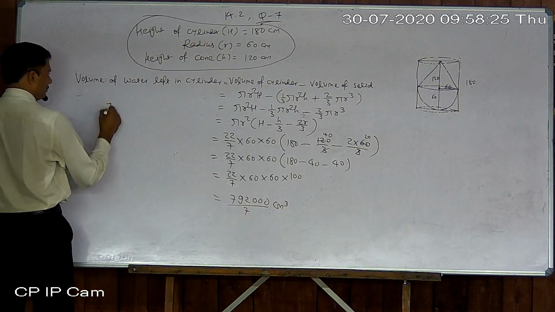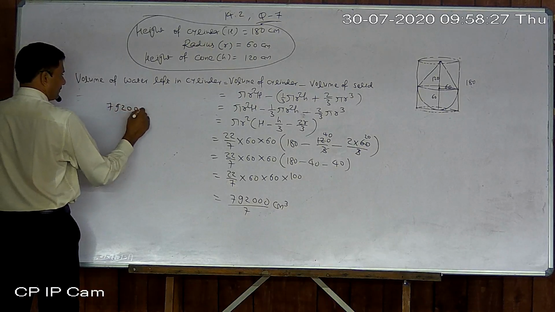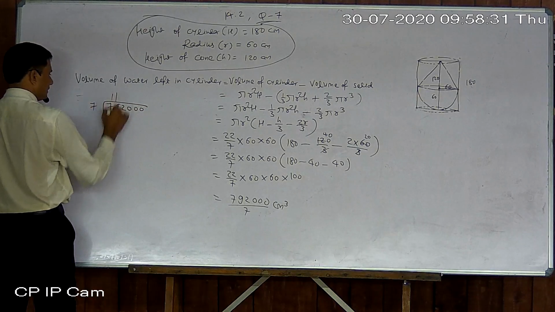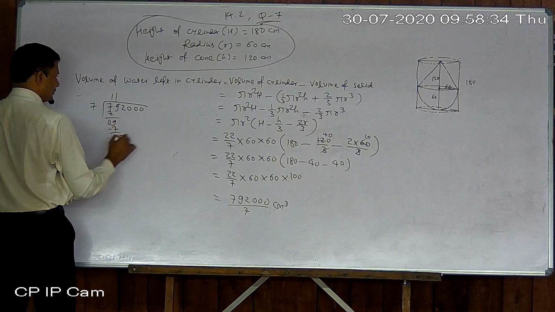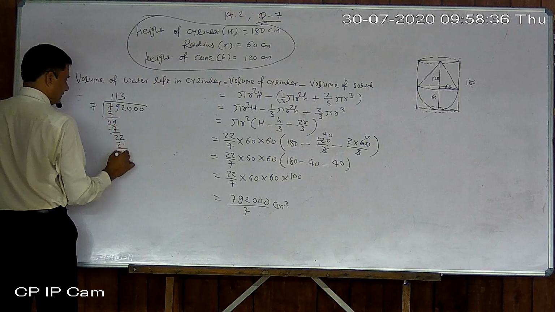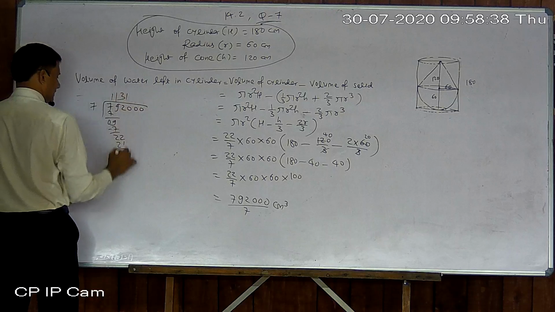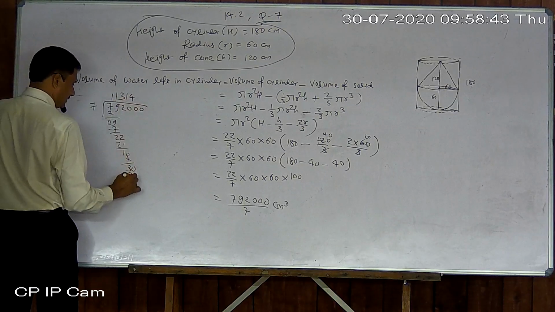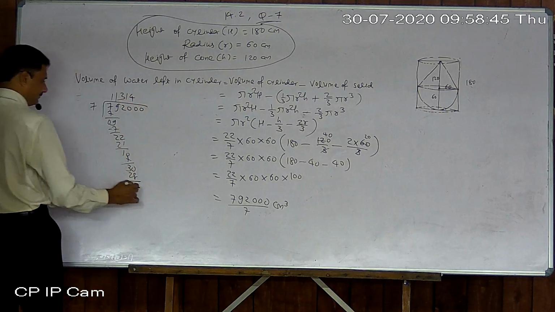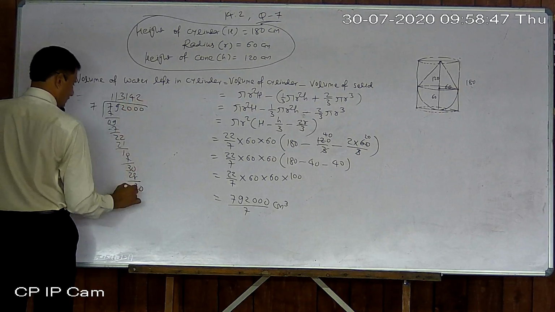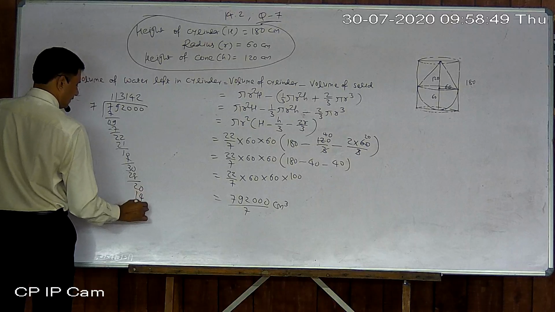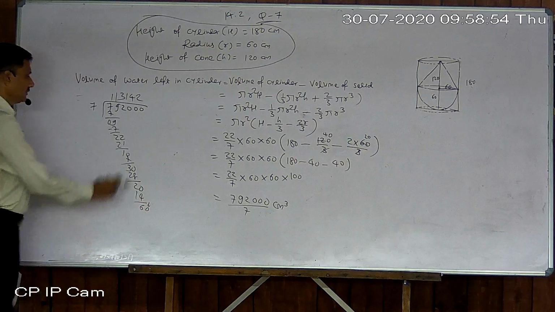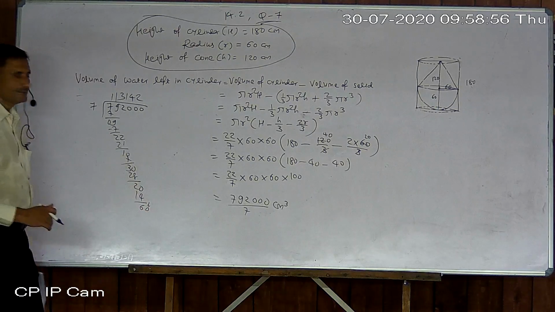792000 divide by 7. 7 1 ja 7, 9, again 7 1 ja 7, 2, 2, 7 3 ja 21, 1, 7 1 ja 7, 3, 7 4 ja 28, 2, 7 2 ja 14, 6. Now you know this is an extra 0, this one is an extra 0, okay, because 3 zeros are already utilized.